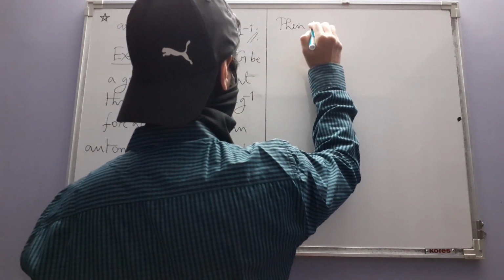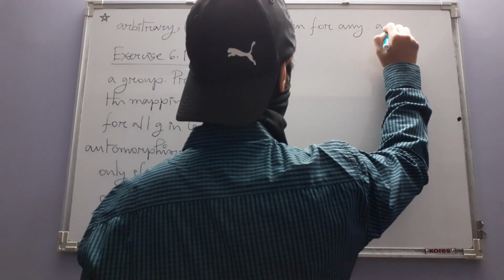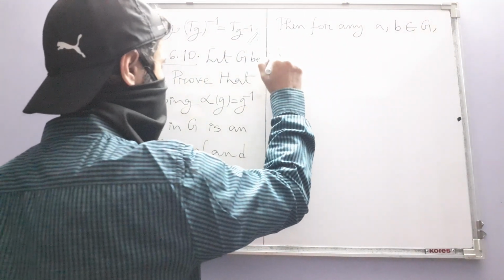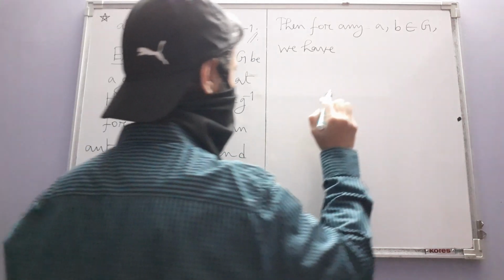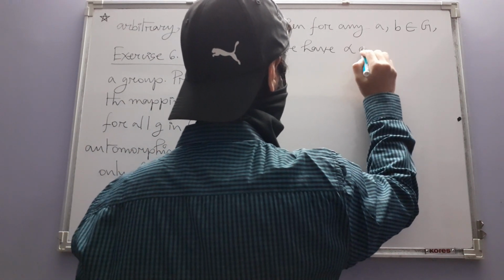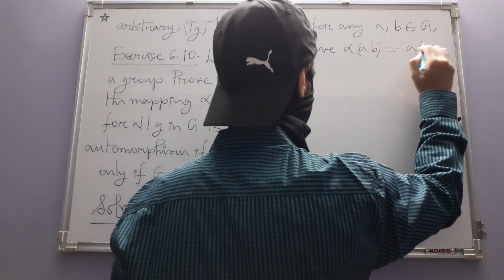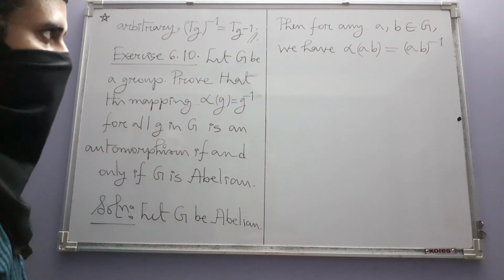Then for any two elements A and B in G, we have alpha of AB equal to the inverse of AB.